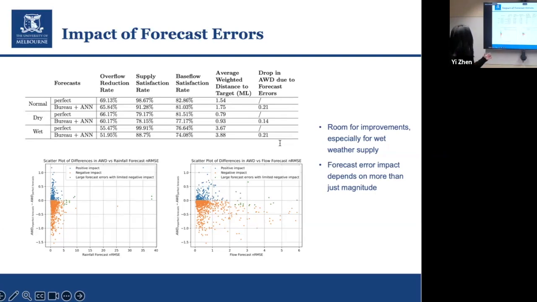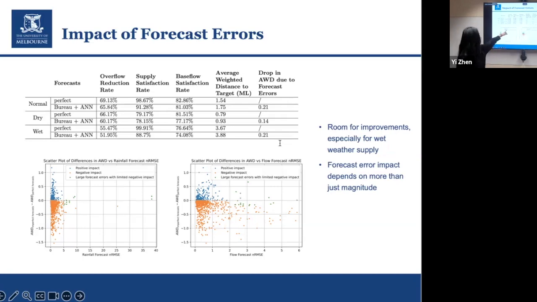So we compare the strategy with perfect and imperfect forecasts over normal, dry, and wet years. And for the average weighted distance to target, which is the overall performance measure, we can see that the difference in performance was much larger for wetter years. And this basically suggests that the forecast accuracy was more crucial for wet weather, as there will be greater opportunities for improvement in all three objectives when there was a large amount of rainwater available. And we can also see the supply augmentation performance.